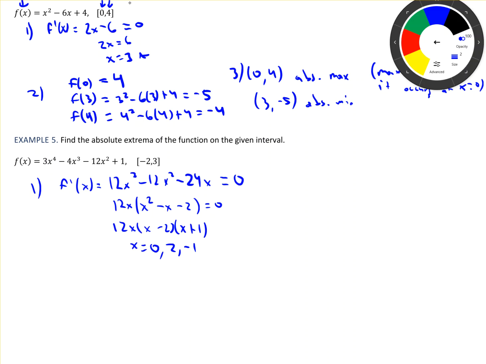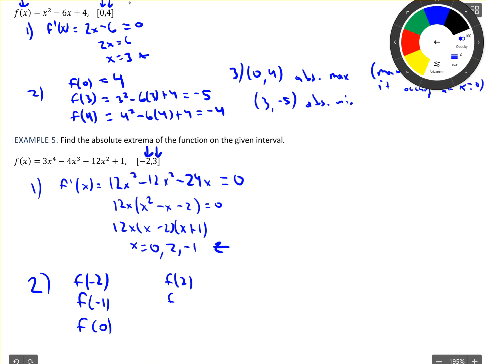So now I've got to plug all of these in and the endpoints. So f of negative 2, f of negative 1, f of 0, f of 2, f of 3. Now I don't want you to think I'm just plugging in a bunch of whole numbers between negative 2 and 3. There's a reason for the ones I picked. And just plugging in all the whole numbers isn't necessarily going to get the right solution every time, because these critical numbers don't have to be whole numbers. So don't take that as the result. So we're taking our critical numbers and our endpoints and plugging them in.